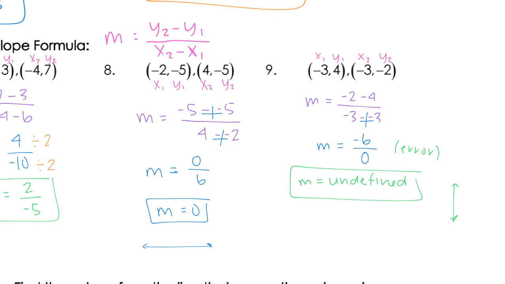I'm sorry, in 4.3. Sorry, I don't know what I was thinking. Wrong chapter.